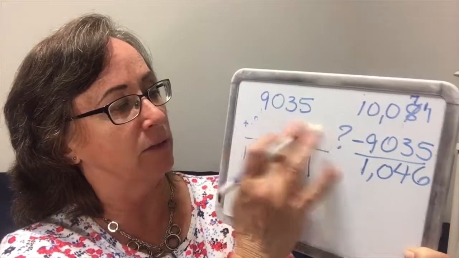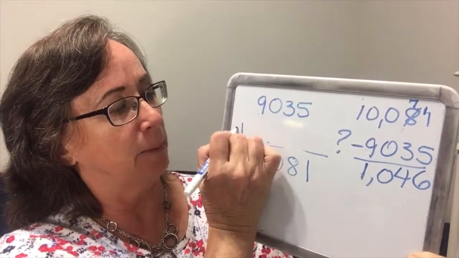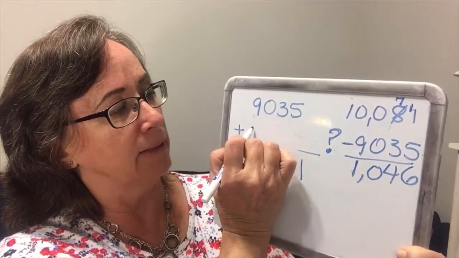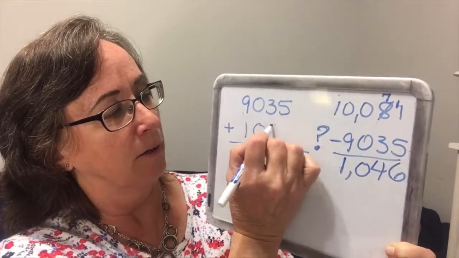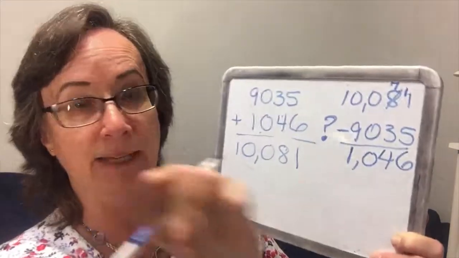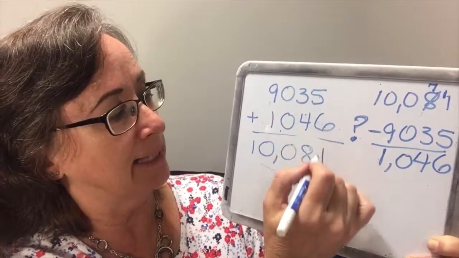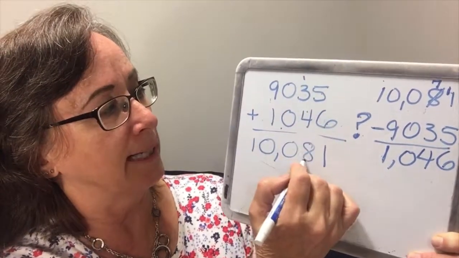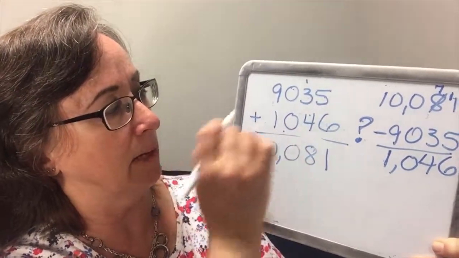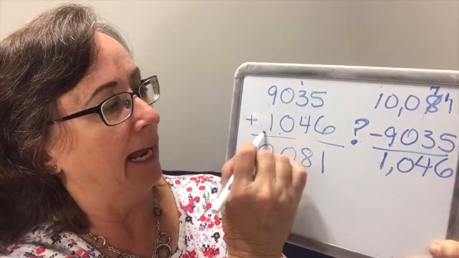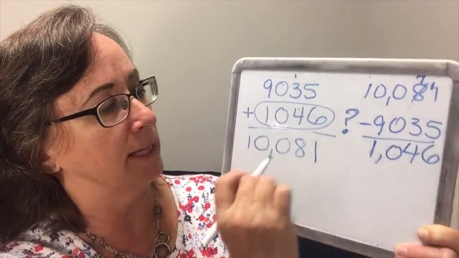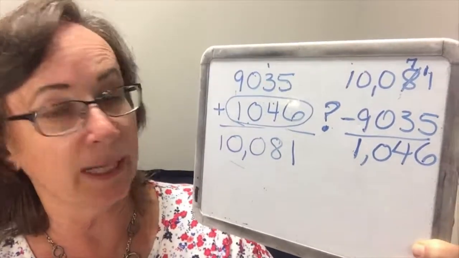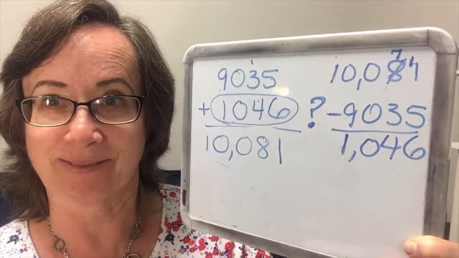Instead of found some here, let's plug in. This is our little answer here. 1,046. Let's see if it's right. 5 plus 6 is 11. Carry the 1. 1 plus 3 plus 4 is 8. 0 plus 0 is 0. 9 plus 1 is 10. And that works out. So this one is the correct answer. She found 1,046 more items.